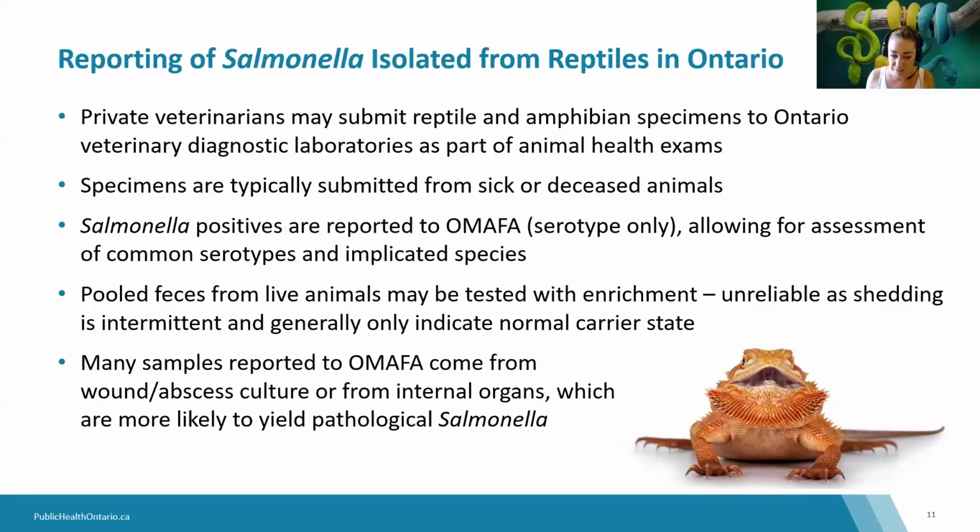Sometimes pooled feces from live animals can be tested with enrichment. We tend not to get excited about these because shedding is intermittent, and really, if you need enrichment to find salmonella, it only says it's the normal carrier state. So it doesn't really say that there's a problem with that reptile. Many of the samples we get reported to us, for example, come from internal organs on postmortem or from wounds, abscesses, that kind of thing, and that's more likely to yield a pathological salmonella.